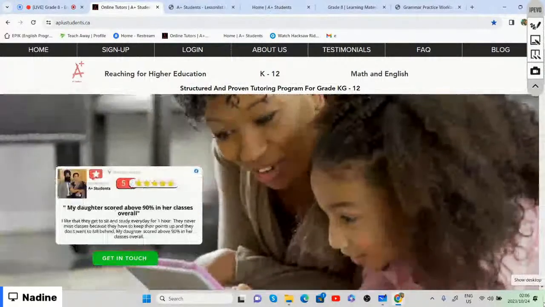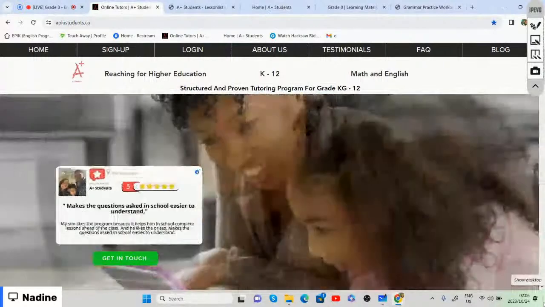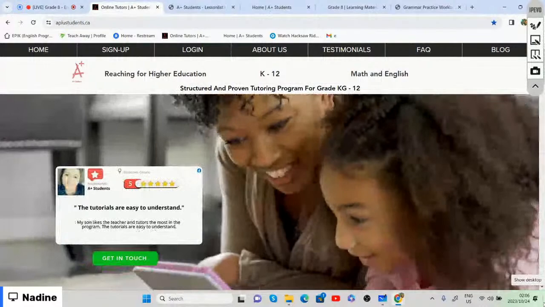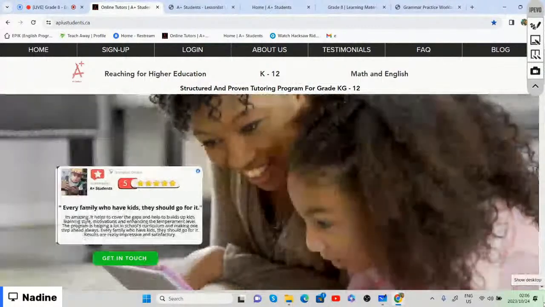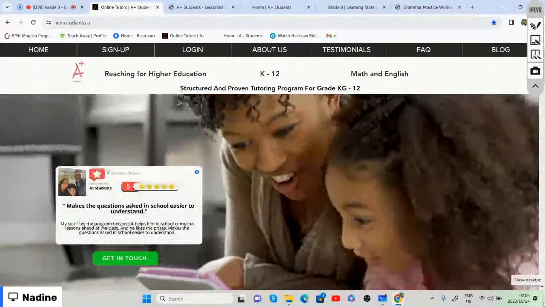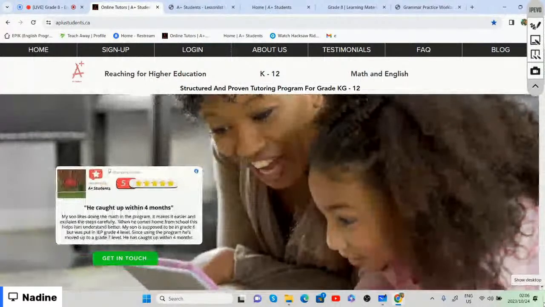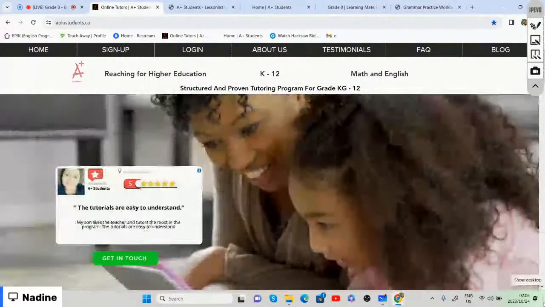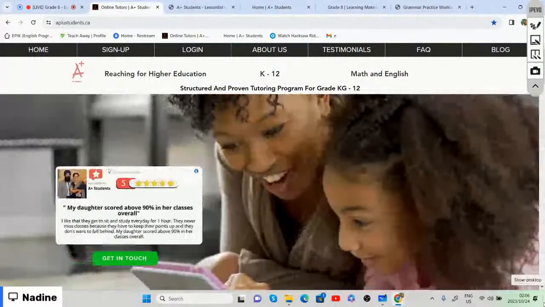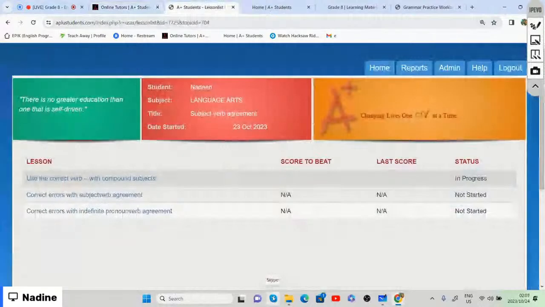Before we start with our lesson on subject verb agreement, you're going to log on to aplusstudents.ca. Once you've logged in with your username as well as your password, you're going to select the subject of language arts, grade 8. Then you scroll down until you get to the chapter of subject verb agreement.